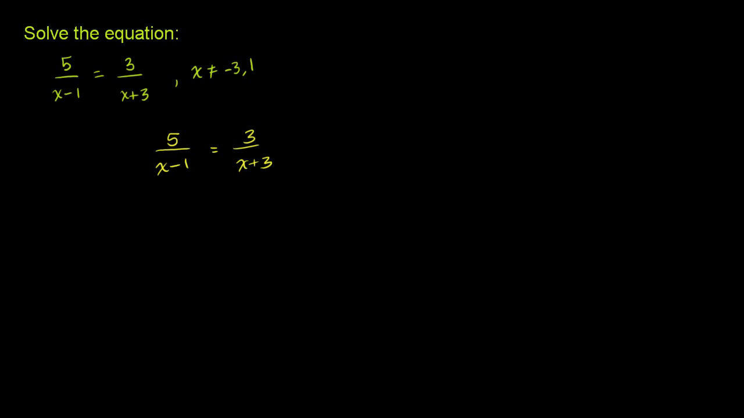Well, a good place to start, if we don't want this x plus 3 in the denominator right here, we can multiply both sides of this equation by x plus 3. Anything you do to one side, you have to do to the other. Now, by the same argument, I don't like having this x minus 1 here. So let's multiply both sides of this equation by x minus 1.